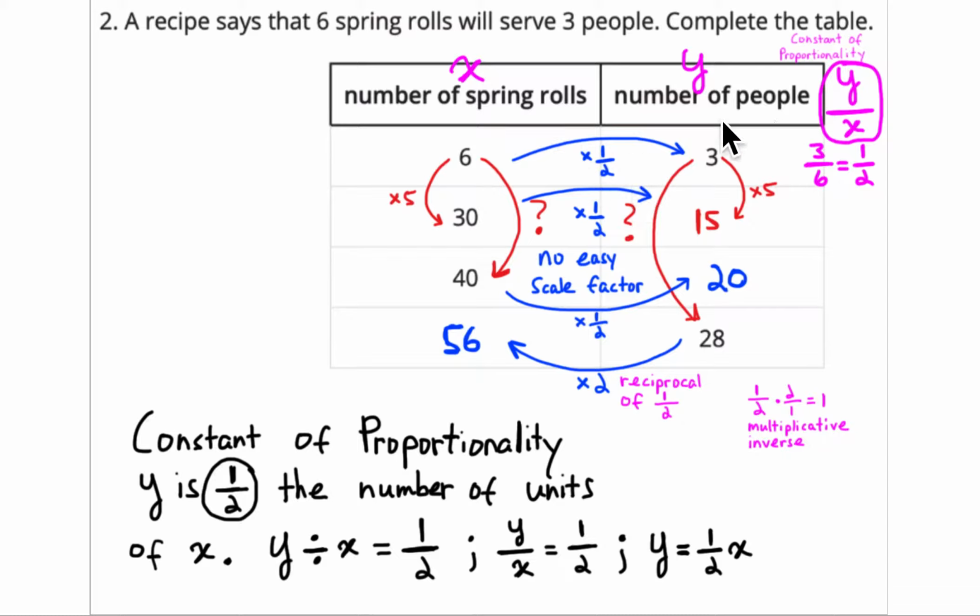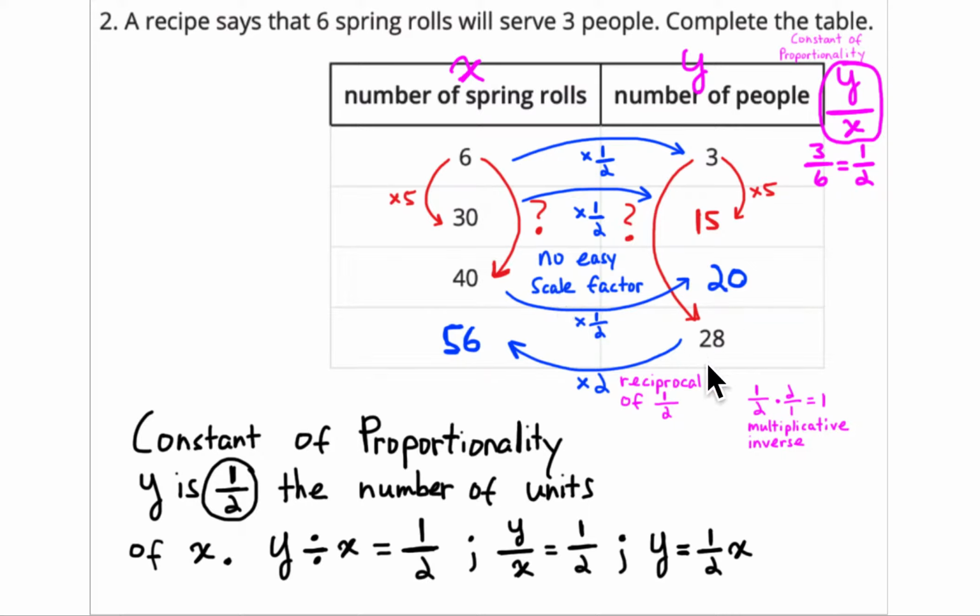So the number of people that you can serve spring rolls to is 1/2 the number of spring rolls you have. So the number of people is 1/2 the number of spring rolls. So 6 times 1/2 is 3. 30 times 1/2 is 15. 40 times 1/2 is 20.